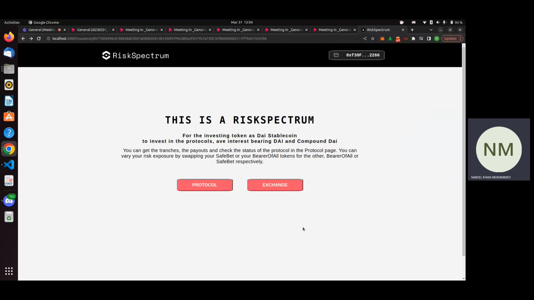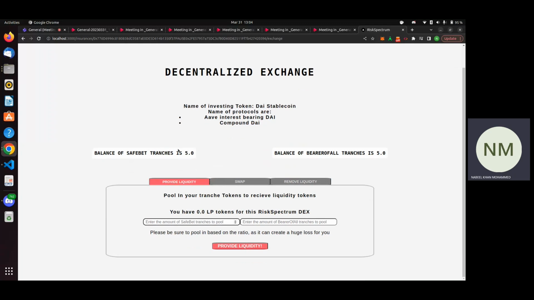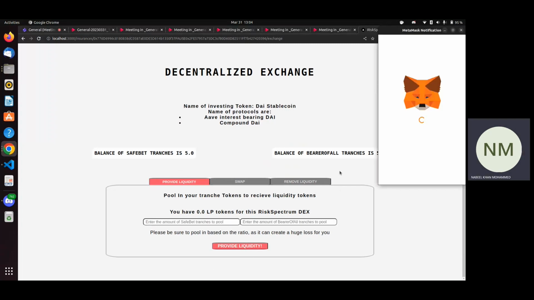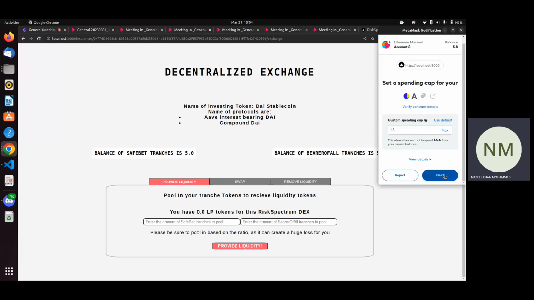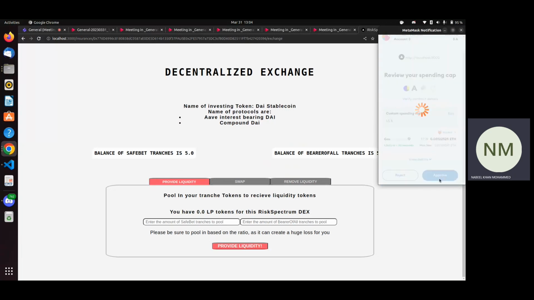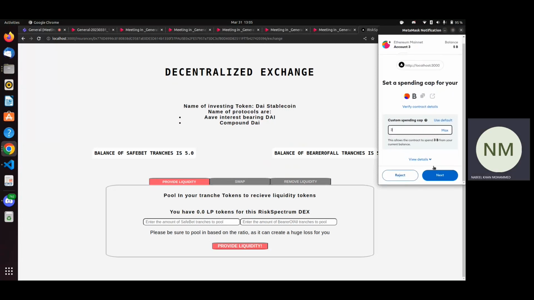In the meantime, since I've gotten some tranches, I can create the initial liquidity pool of the exchange for this particular risk spectrum. Let's say I want to pool in 1.5 safe bets and 3 better falls. Makes sense, right? Safe bets should be much more expensive than better falls because they're more likely to be profitable. They have higher payouts in some instances. So this is the initial liquidity pool.